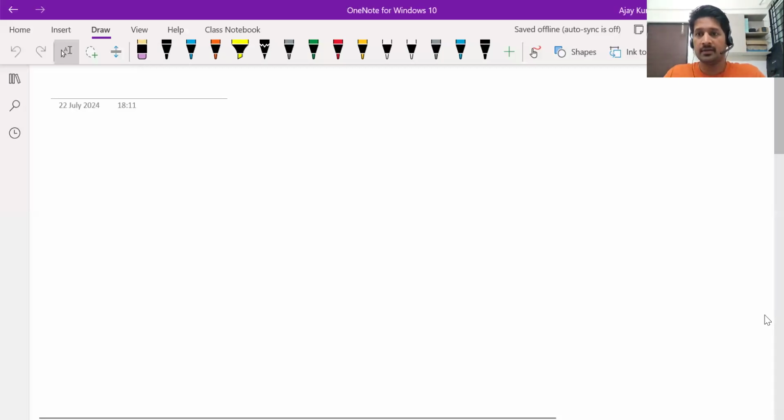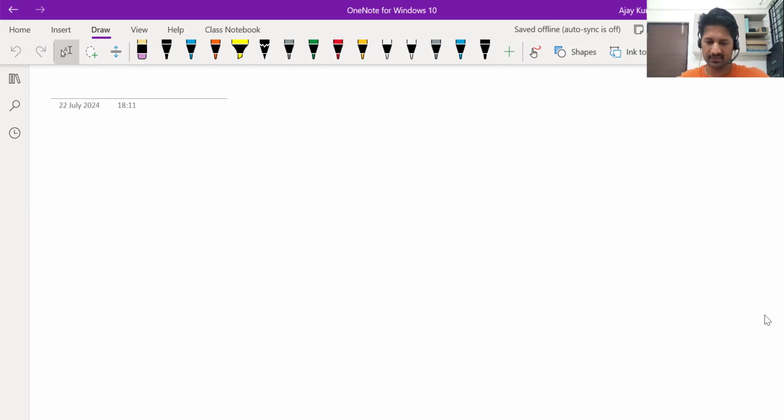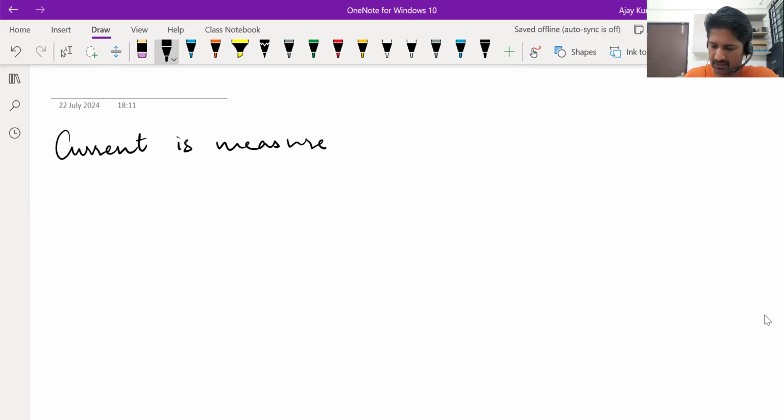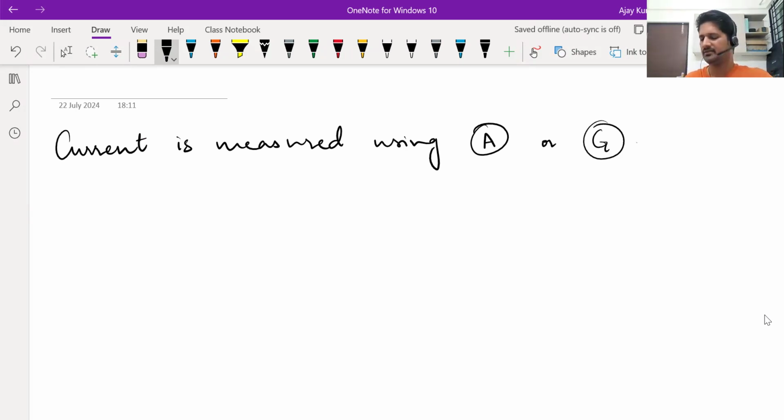Okay. First of all, tell me, what is a device used to measure current called? Which device is used to measure current? Meter. Okay. Is that the only instrument that can measure current? Galvanometer can be converted into ammeter. Fine. So you can use an ammeter or a galvanometer to measure currents. What's the difference between an ammeter and a galvanometer?